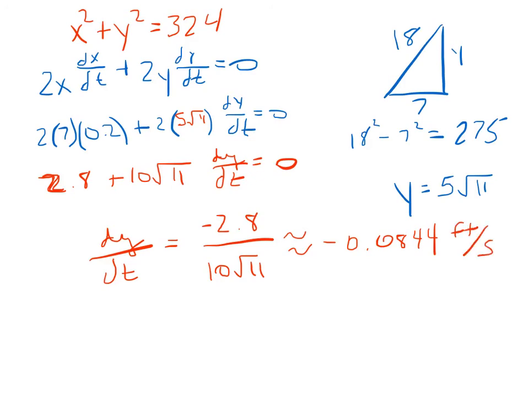And now we would need units, and this would be feet per second. And this makes sense because my ladder is falling down, and so it would make sense that it's falling at a negative rate. All right, we've got one more example to do.